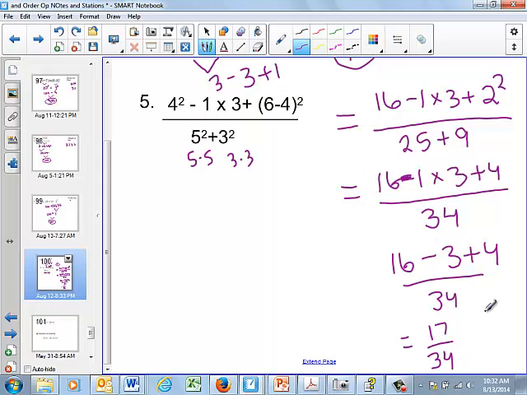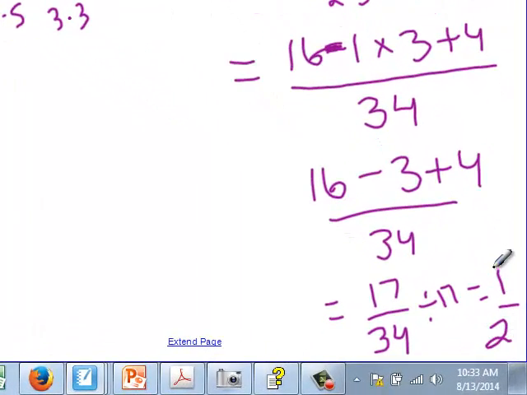And when I reduce my fraction, you'll see that 17 is half of 34. So I can reduce that down if I divide them both by 17 to 1/2. Yay! So this was our challenge problem. Go ahead and stop your video and raise your hand if you have any questions.